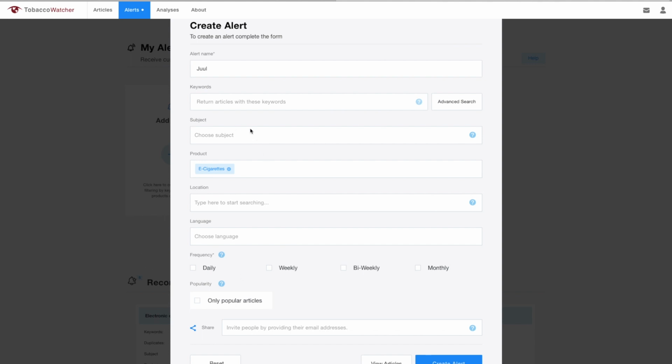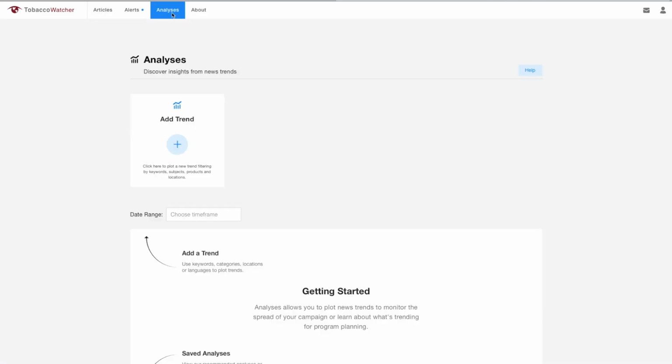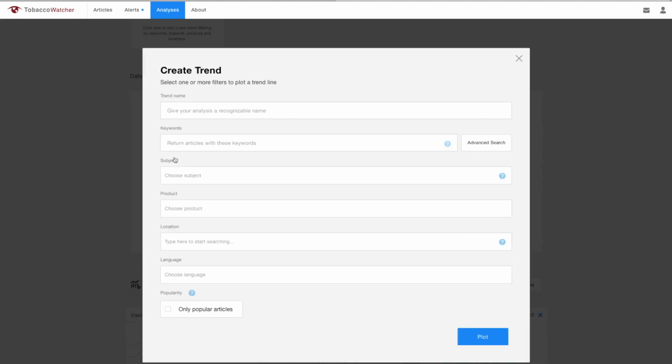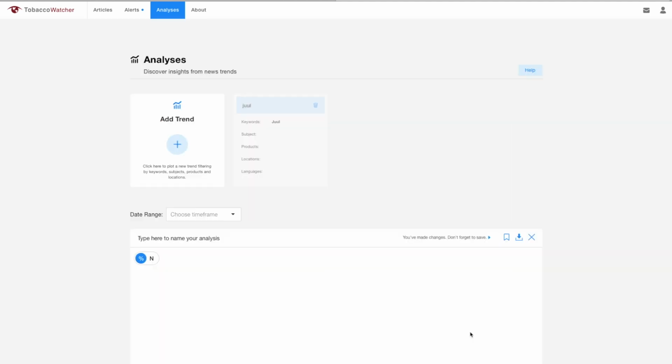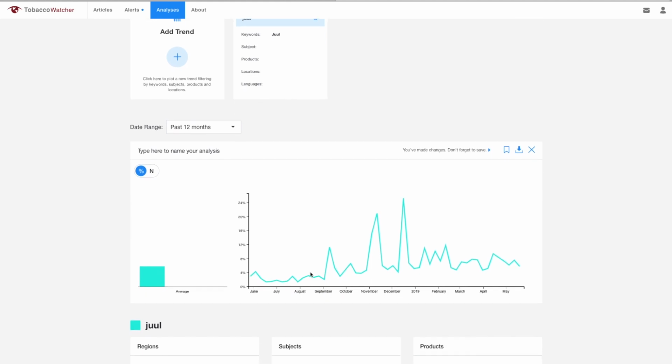In addition to creating alerts, we can also plot analyses to see what's trending around Juul. So let's create one such trend. So here we'll name our trend Juul. We'll focus on articles that contain the word Juul, and we'll make no other filter. Let's plot those results. Here we can see for the last 12 months, about 6% of all articles in our database contain the word Juul. We can see they're trending upward.